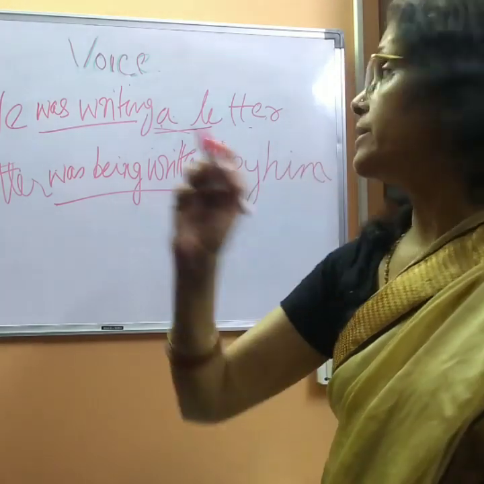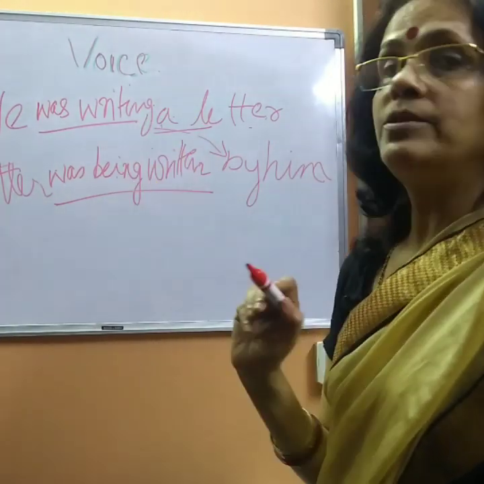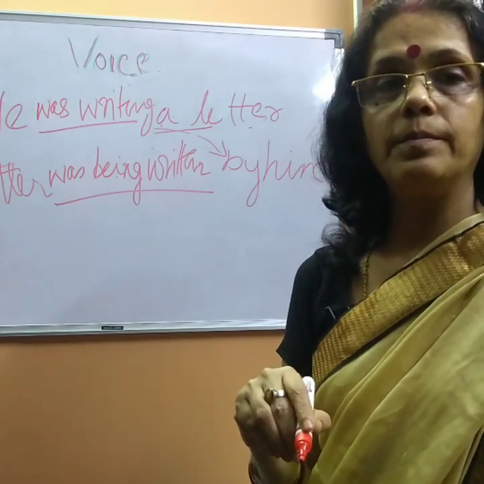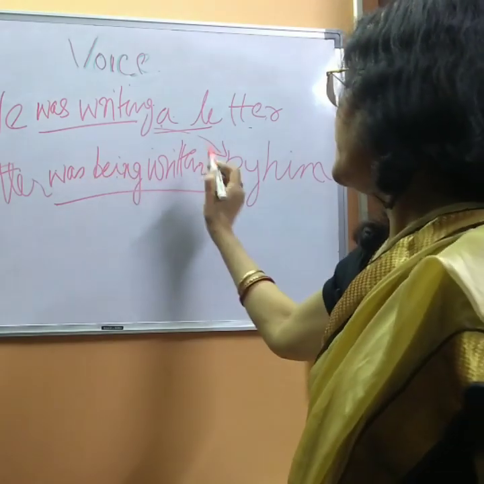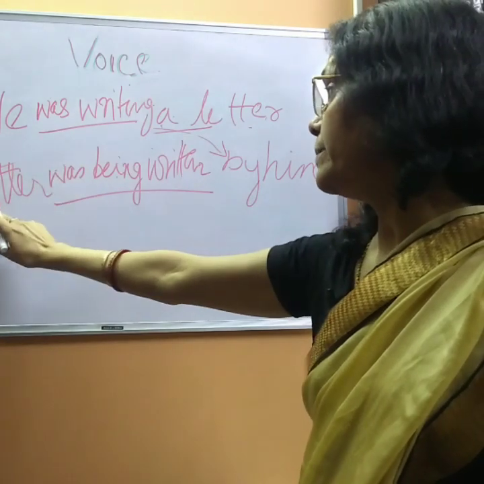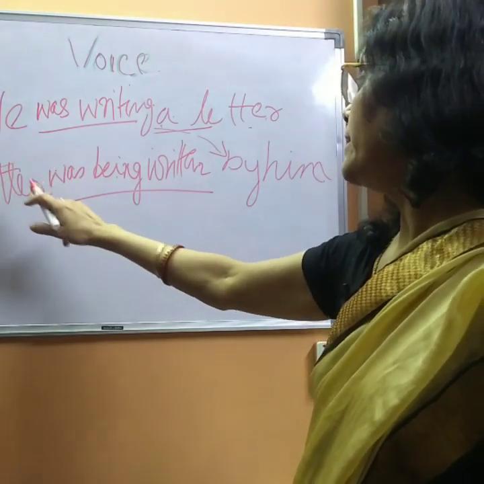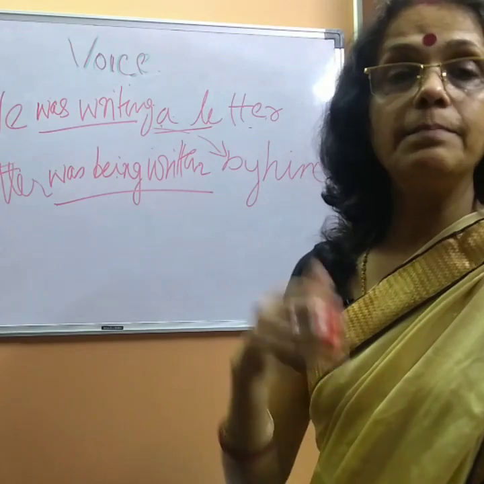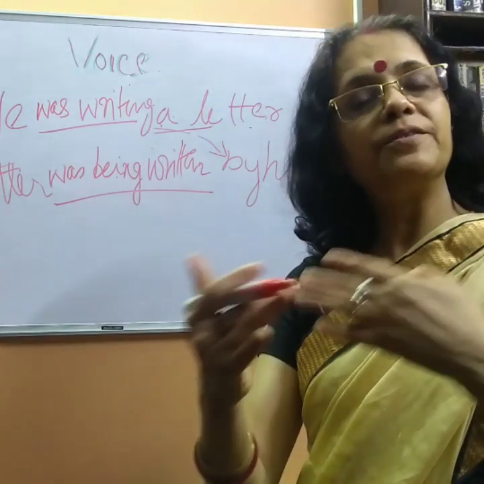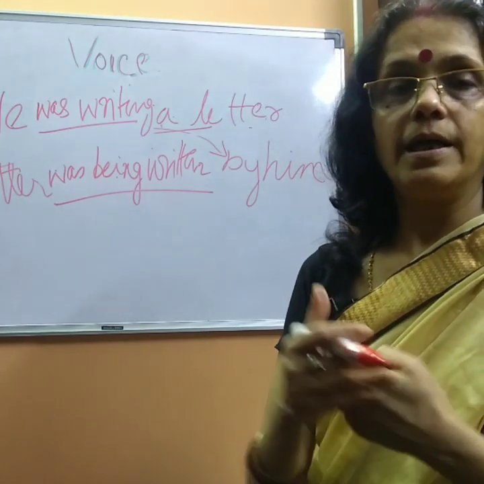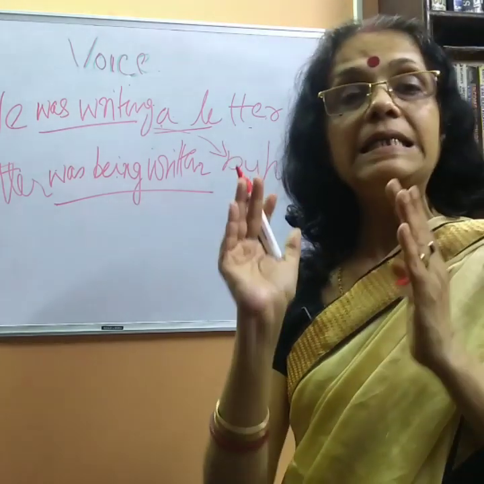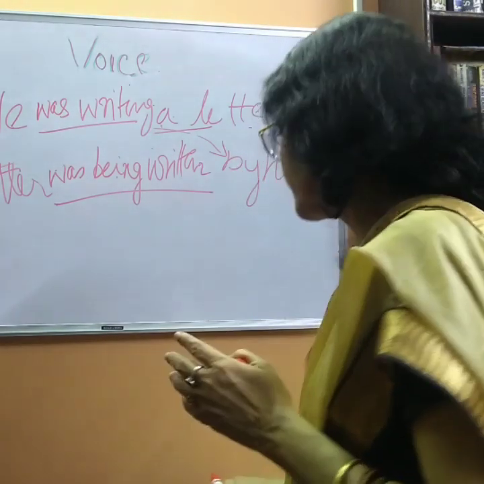So what did you all notice? This ing as if comes here and the main verb changes into its past participle form. So was being written. And as I said, if this was a plural object, when it became the subject, it would have been letters were being written by him. Now I think there is no more difficulty because it's very similar to the present tense. And now let's go to the past perfect form, which is the easiest of all.